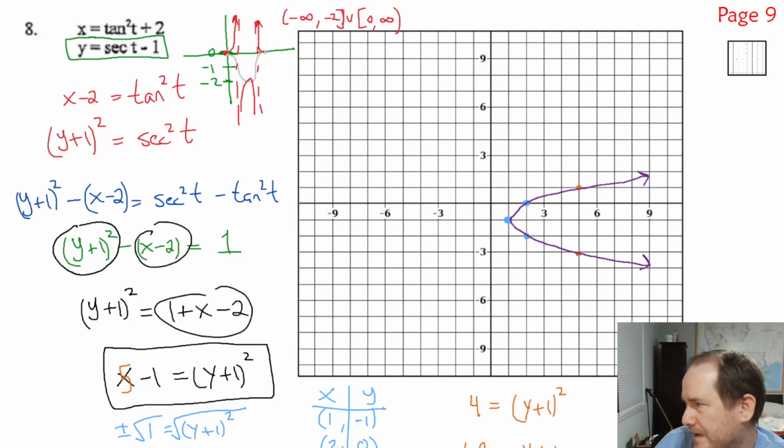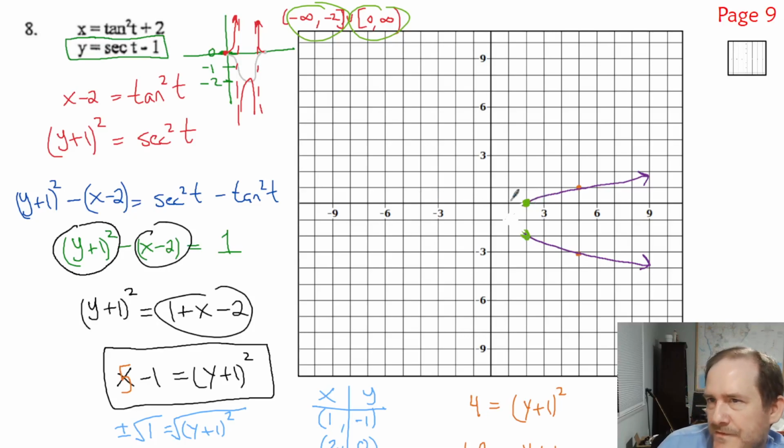So that would seem to indicate that all this good stuff here and here, all the stuff where the y's are less than negative 2, yeah, that's fine. And all the stuff where the y's are bigger than 0, yeah, that's fine. But all this stuff has got to go. So the vertex and all that stuff that's to the left of 2, it's got to go. And again, maybe another way to see that all the stuff to the left of 2 had to go is by considering the x equation, which is tan squared plus 2.